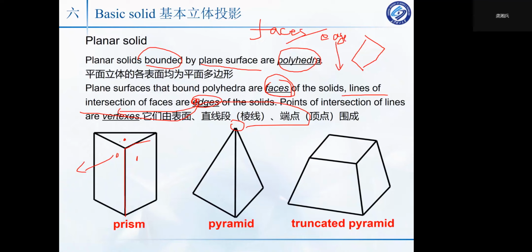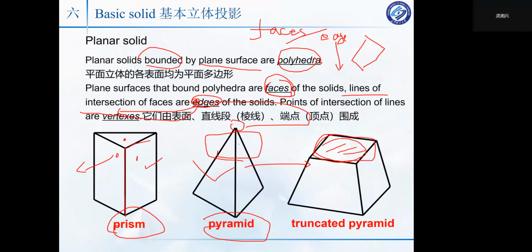Just like here, this one we call a prism. This one is a pyramid, and this one, how can we construct it? Do you guys have any idea? You can use a knife to cut it from the pyramid. Then you have this one, the truncated pyramid. We call it just like a platform. We just use a knife, you cut here, and you get the basic solid just like here.